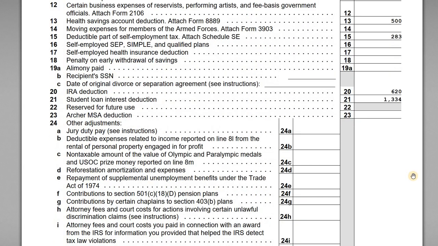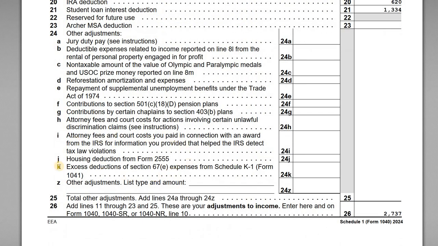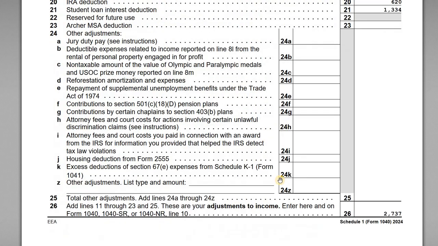All right. Now, some other key items that you might see: jury duty pay reported on line 24A. Some of these other items, quite frankly, you just hardly ever see them. Housing deductions. If you're a U.S. expat and you're living abroad, you would complete the Form 2555 for the foreign earned income exclusion. You would report the housing deduction on line 24J. Some of these other items, again, I very rarely see them, so I'm not going to go into too much detail on them. I've tried to cover some of the big ticket items that you would see.